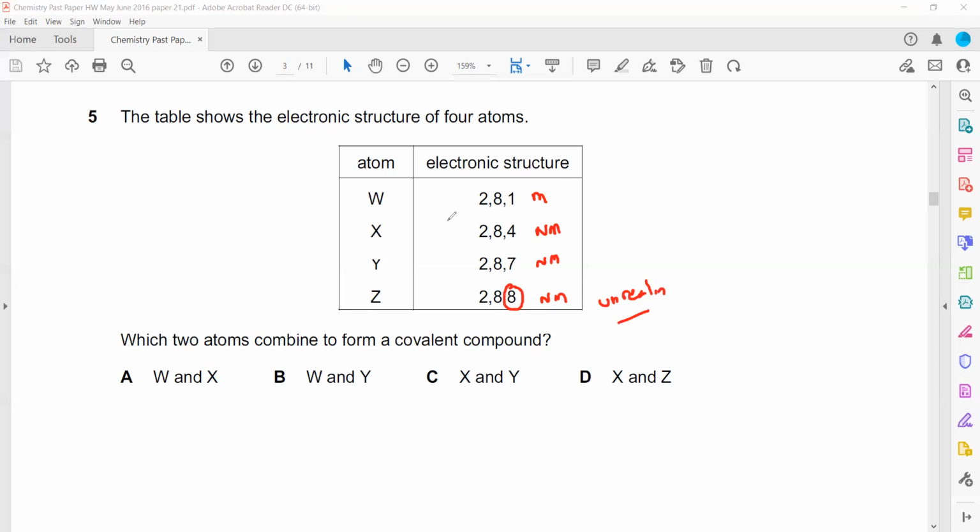So we are left with only the option of X and Y, because this is a metal, and a metal does not form covalent bonds. If X reacted with Y, then it will result in covalent bonding. If W combined with X, it will be ionic, because it is a metal. W combined with Y, ionic. X combined with Z: X cannot combine with Z, because even though Z is a non-metal, it is an unreactive non-metal. So C is the right answer.